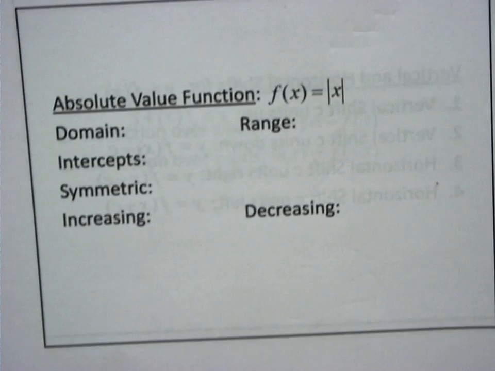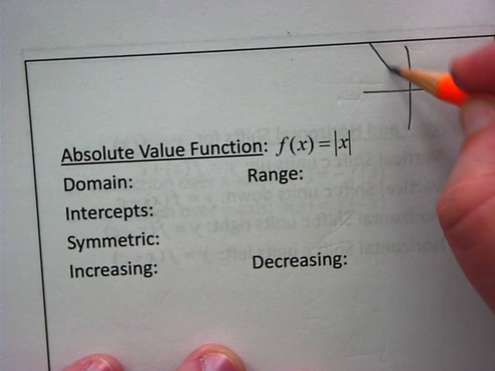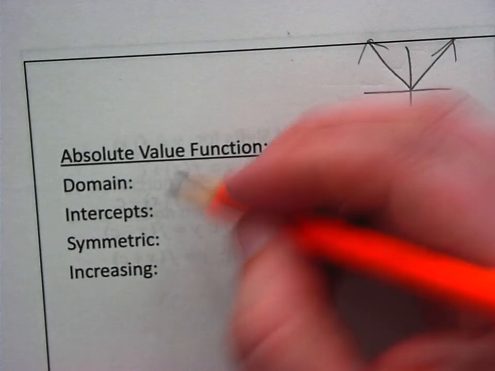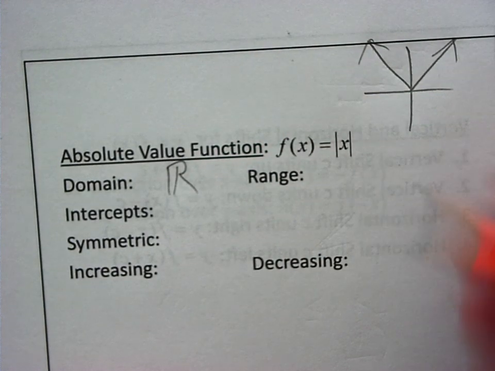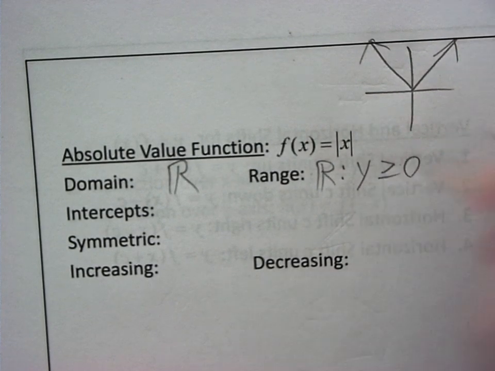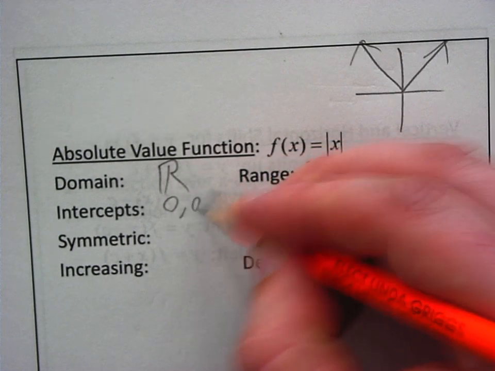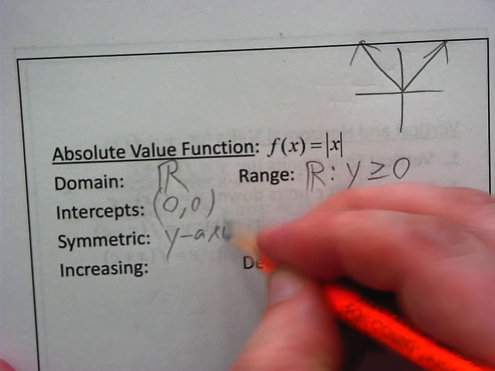Okay, last thing. Absolute value function. What does this one look like? A V shape. What would the domain be? All real numbers. Range? All real numbers y greater than or equal to 0 would work. All non-negative reals would also work. Intercepts? The origin. Symmetries? Reflection over the y-axis.